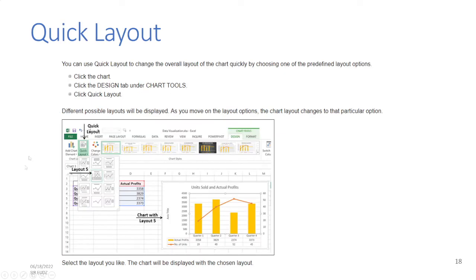So quick layout. You can use the quick layout to change the overall layout of the chart quickly by choosing one of the predefined layout options. So we click on the chart, click design, and then click on quick layout. So different possible layouts will be displayed. As you move on the layouts option, the chart layout changes to that particular option. Select the layout you like, and the chart will be displayed with this chosen layout.